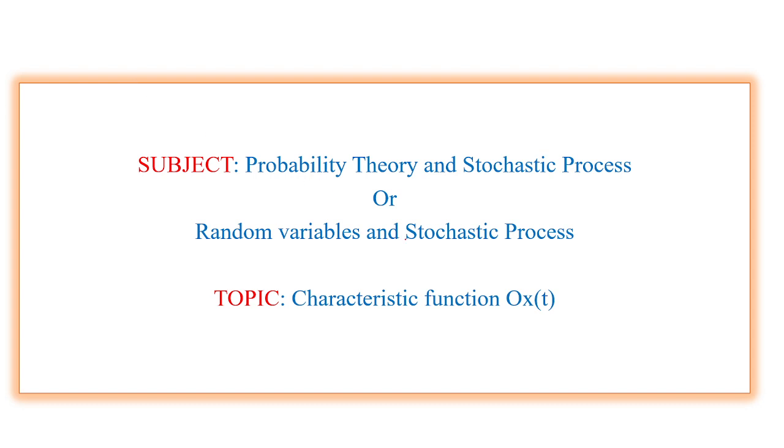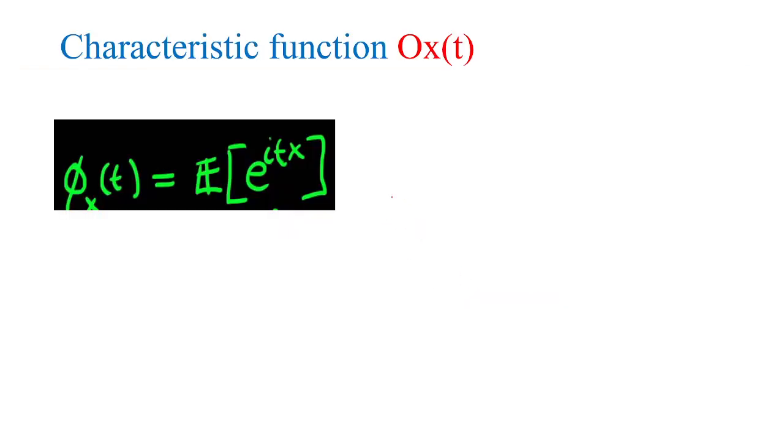Characteristic function is denoted with phi x of t. It is also an averaging process only, like the moment generating function, that is E of e power jtx. So this is also one of the averaging processes.